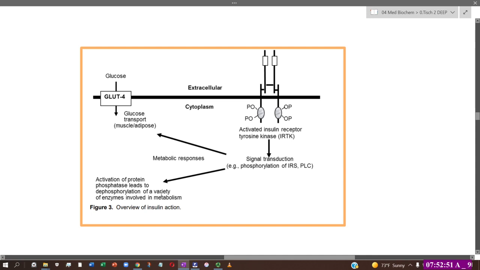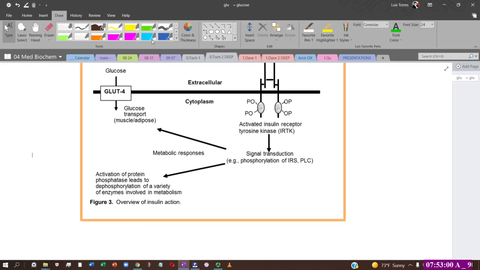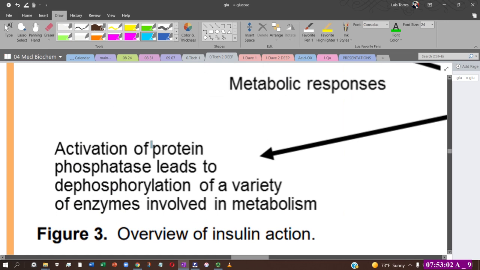Co-activation of protein. So the keyword here would be protein phosphatase. Yeah, we'll go ahead and label this, highlight this because that seems pretty important. We'll label it with this blue. So activation of protein phosphatase.